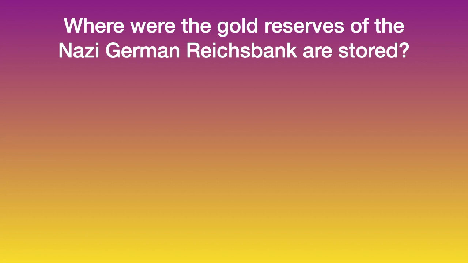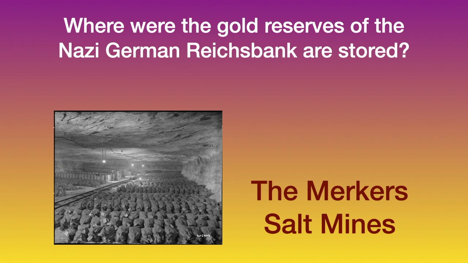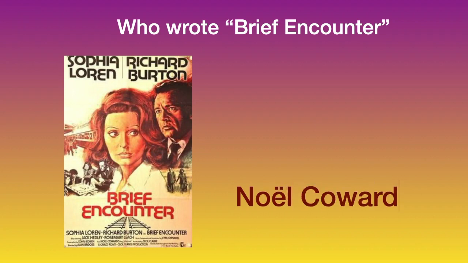Where were the gold reserves of the Nazi German Reichsbank stored? You might not remember the name, but you might remember where it was found, the sort of place. The answer is it was a salt mine, the Merkers salt mine. And here's the picture we saw earlier. Back to a film we just watched an extract from. Who wrote Brief Encounter? The answer was Noel Coward.